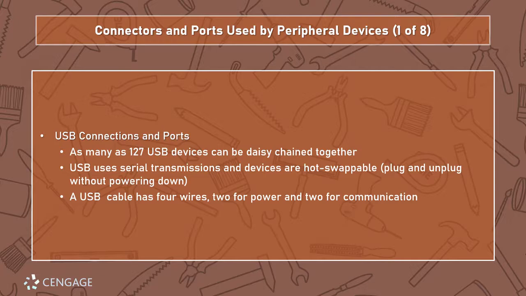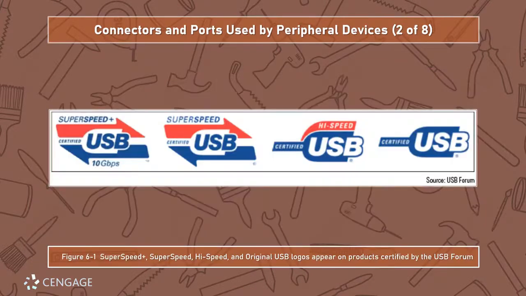USB, as you might imagine from the universal serial bus, uses serial transmissions, and that means that devices are able to be reinitialized much more easily, so they're now hot swappable, meaning that we can plug and unplug them without powering down. A USB cable traditionally has 4 wires, 2 for power and 2 for data transmission.